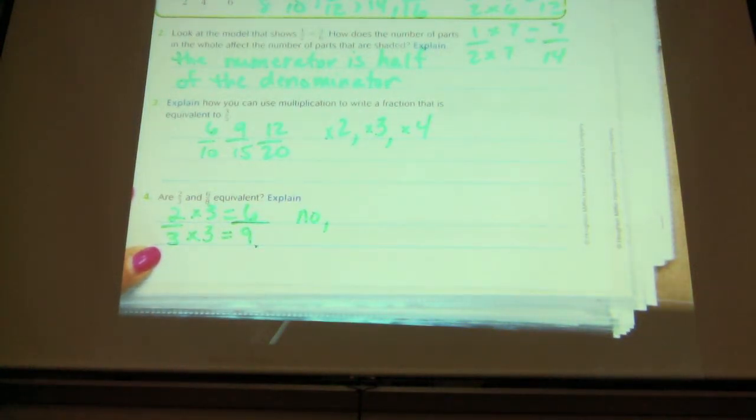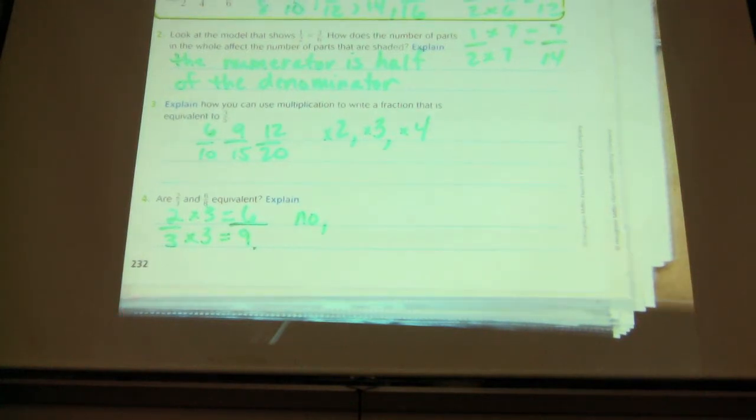Who did it a different way? Got no, and did it a different way. Daniel. They aren't the same size. If you actually went and did a model for them, they would not be the same exact size. Brian? Because 3 can't go into 8, but 3 can go into 9.